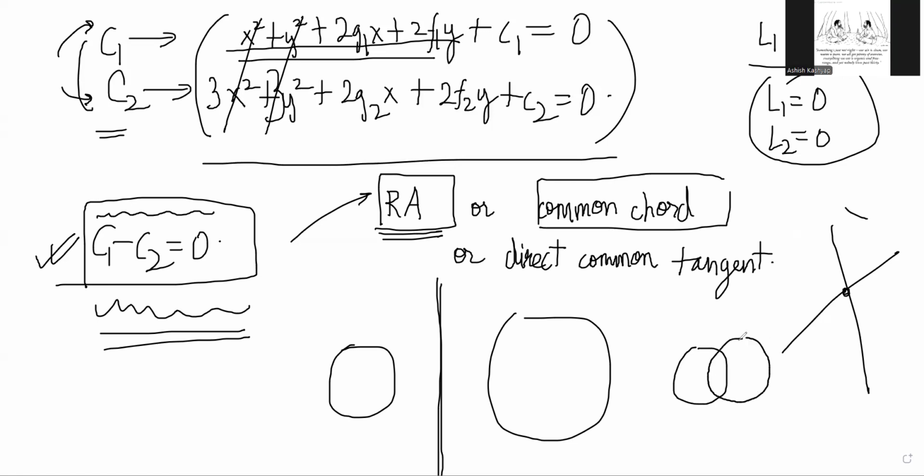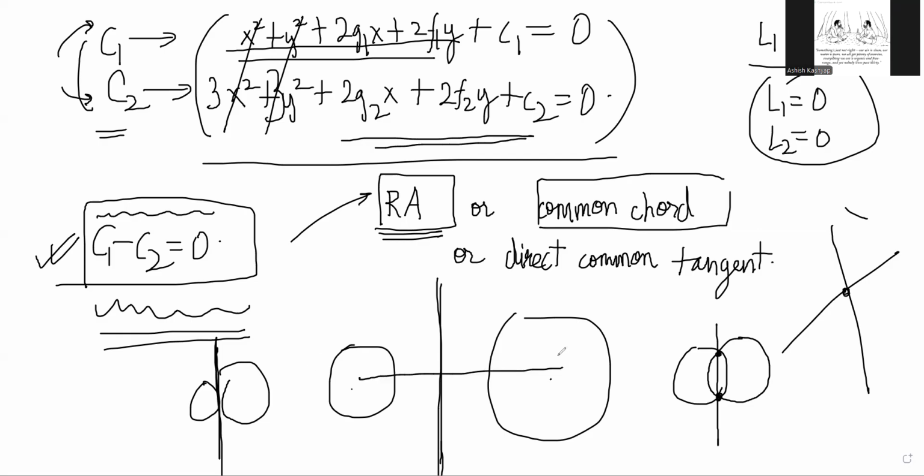If the circles are intersecting, it is this line. If they are touching, it would be the tangent line, and if they are non-intersecting, the line will be like this. You can prove very easily that the line that you get is perpendicular to O1O2.